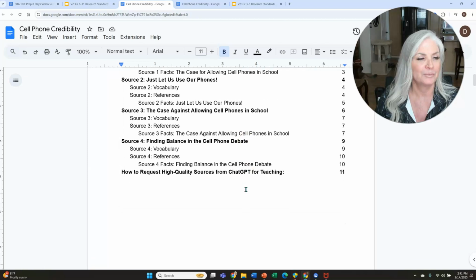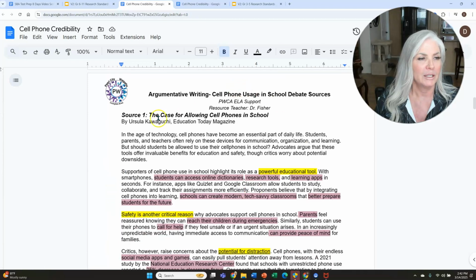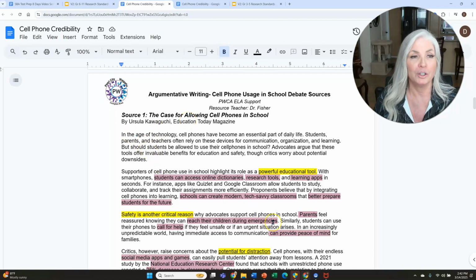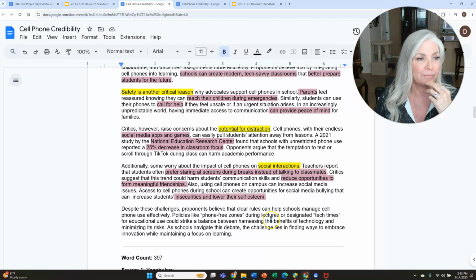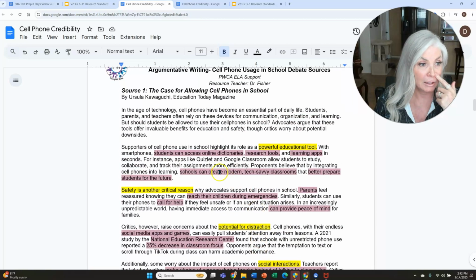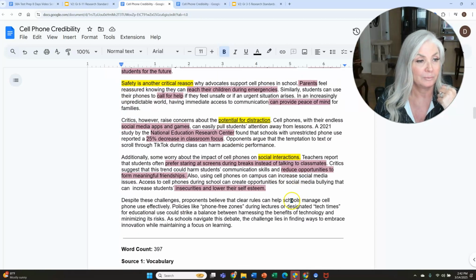So for example, they would look at this and say, okay, this first source is by Ursula Kawaguchi, and it was found in the Education Today magazine. So that would make this source a credible source. It has an author, the author is from a magazine, and so I could use information from this source. And it looks like it has a lot of evidence, right?